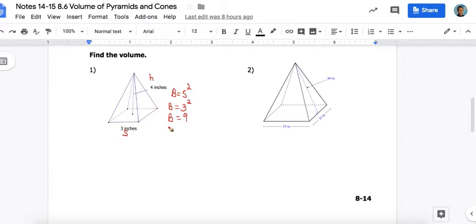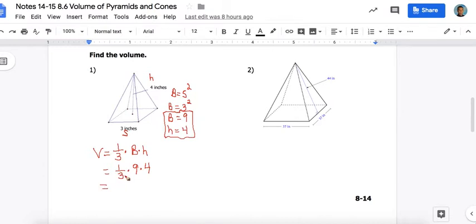Now, we said the height was 4, so we're just going to write that right here. So h equals 4, and I'm going to box this in. These are the two pieces of information that I need to calculate the volume. So V equals 1/3 times big B times h. So we're going to do 1/3 times 9, because that was the area of the base. That was 3 squared. And the height, we said, was 4.